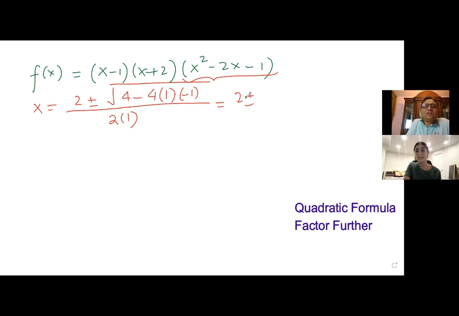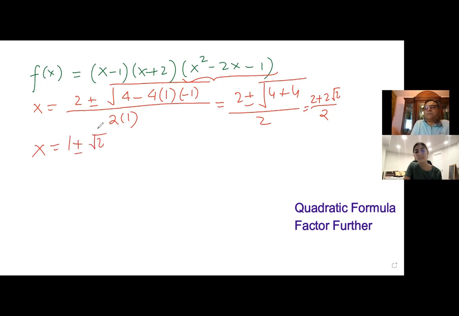Yes. Okay. So this gives you 4 plus 4. We could have factored that. B squared minus 4ac, we could have factored. It's 2 plus minus 2 square root 2, right? Yes. Over 2. So dividing by 2, we get the x value as 1 plus minus square root 2.